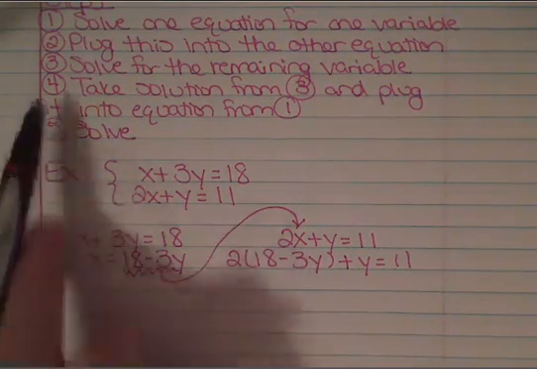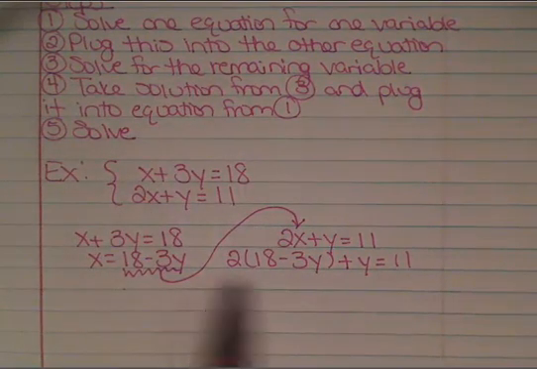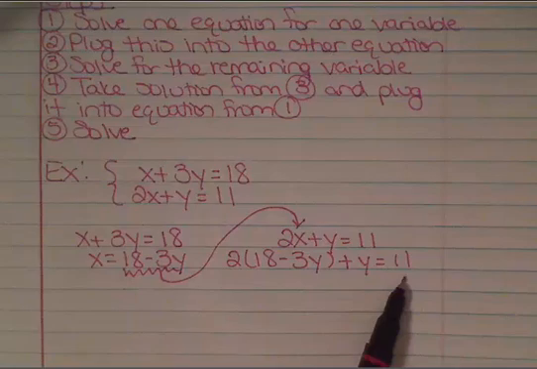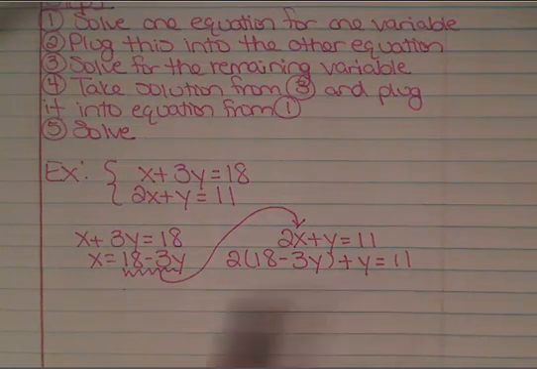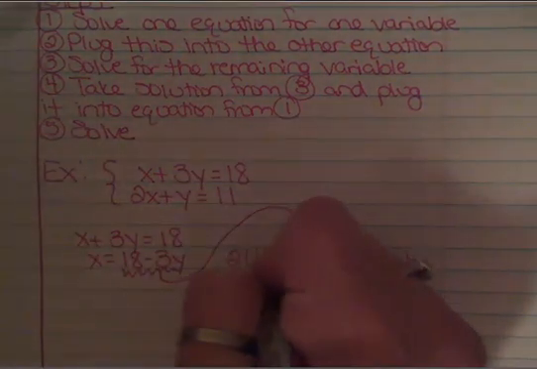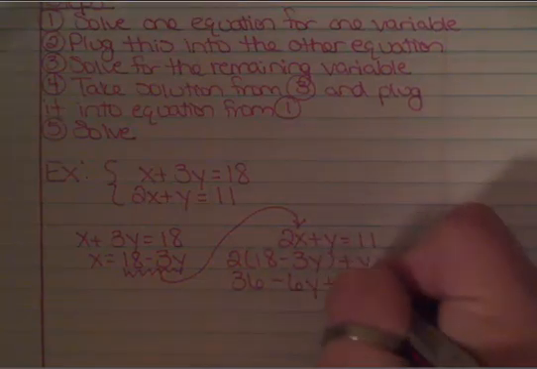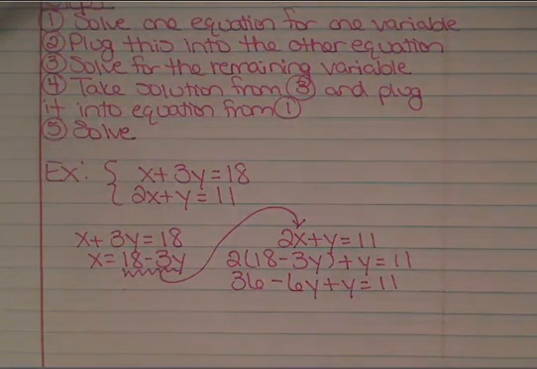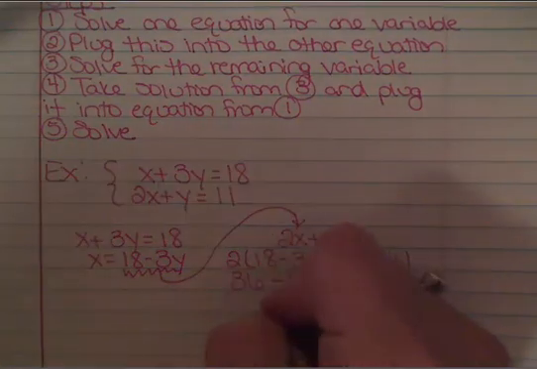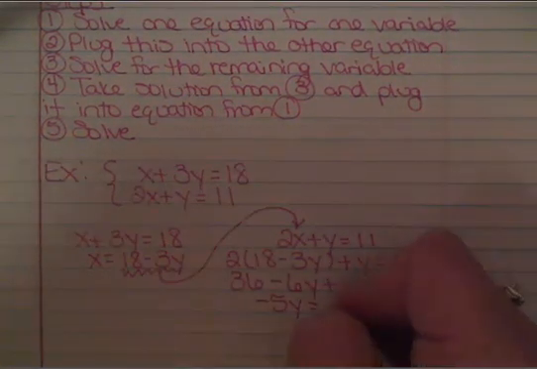Step 3 says we need to solve for the remaining variable. Now if you look, we have one equation with one variable, and that was our goal at the very beginning. So we have 2 times 18, which is 36, minus 6y plus y equals 11. That'll give us a negative 5y, and if you subtract over your 36, it'll give you a negative 25.